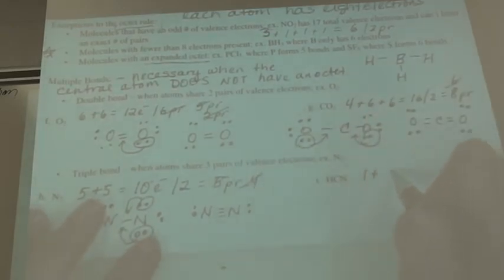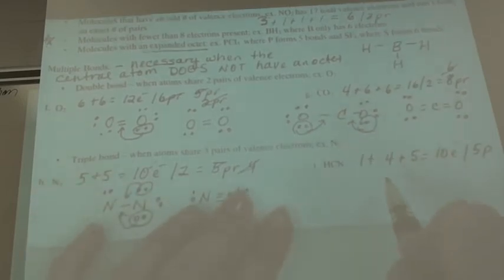Hydrogen is 1, carbon is 4, nitrogen is 5, for a total of 10 electrons or 5 pair. What goes in the middle? What hangs on? And then nitrogen. I'm going to use up 2 pair. So I have 3 pair left.